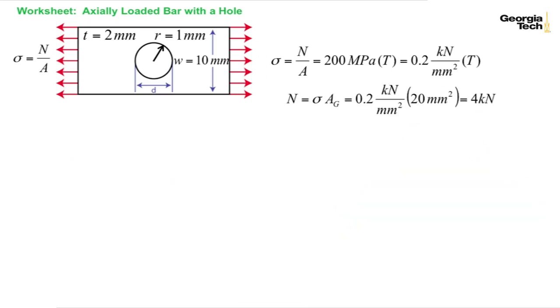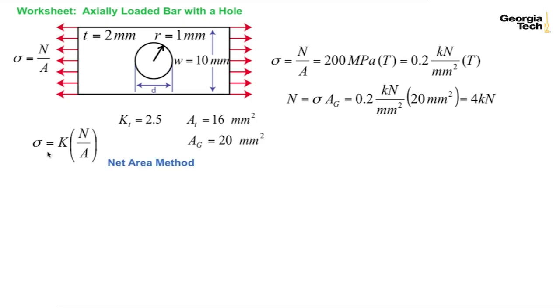Okay, so here we go. We have our normal force. We have our K, which is 2.5. That's K sub T, the K associated with the net area. Here is our net area that we calculated, and here is our gross area, which we also calculated. And here's our stress concentration factor multiplied by our average stress to come up with the maximum stress.